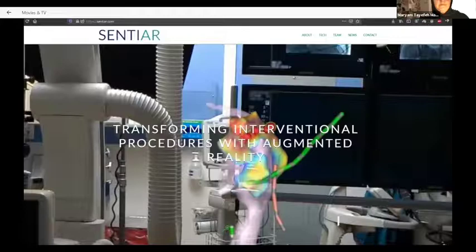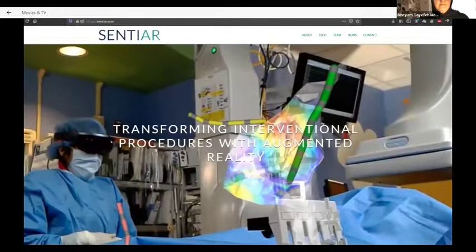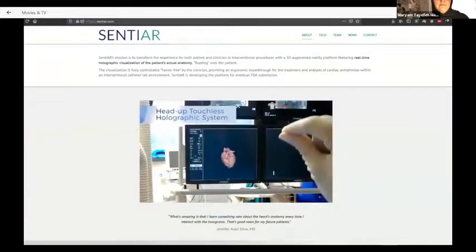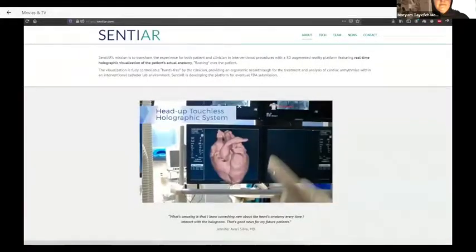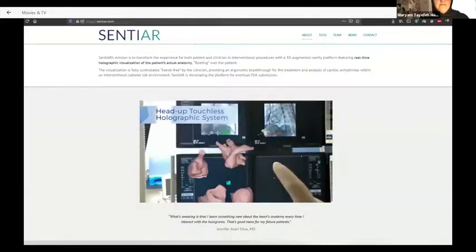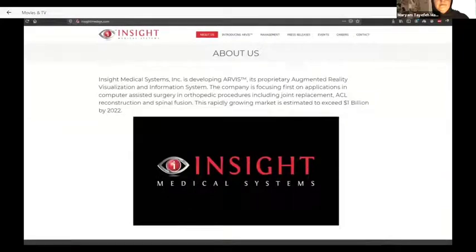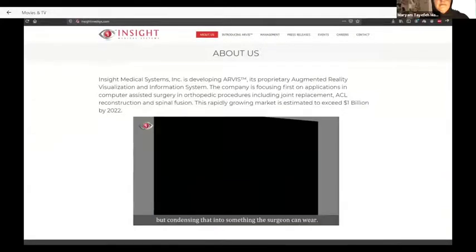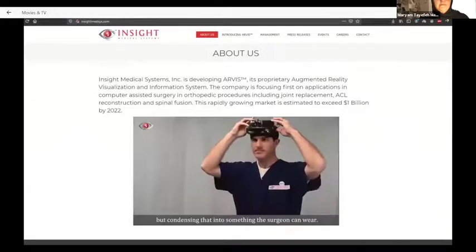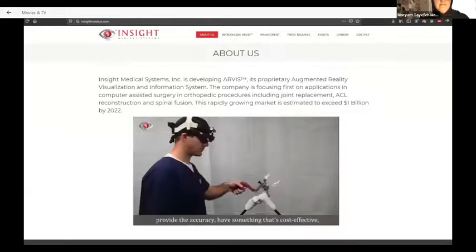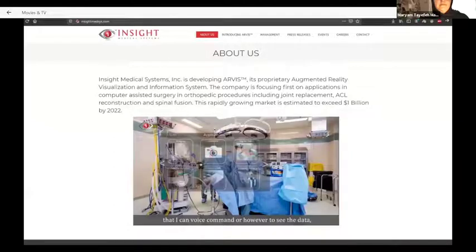The AR headset overlays specific information floating over the patient. Using the SentiAR device, surgeons are able to visualize bones, muscles, and internal organs without even having to cut open a body. Insight Medical Systems is another US company that provides bionic vision for surgeons. Their focus is on developing an augmented reality visualization and information system that utilizes computer-assisted surgery in orthopedic procedures, including joint replacement, ACL reconstruction, and spinal fusion.